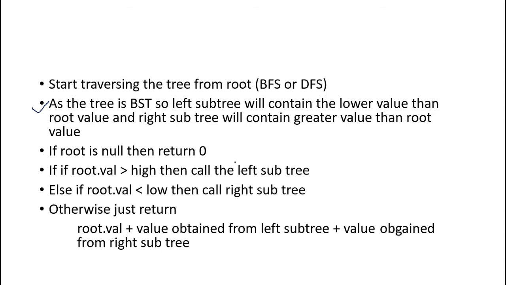Now if the root node is null, then we will simply return 0. If the root value is greater than the high value, then we will only find values in range in the left subtree, so we will only call the left subtree. If the value is less than low, then we will call the right subtree only. Otherwise, we will just add the root dot value, the value obtained from the left subtree, and the value obtained from the right subtree.